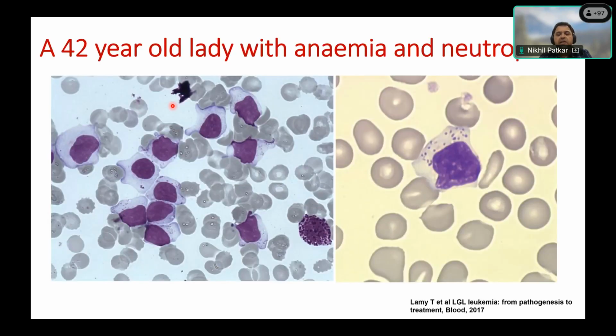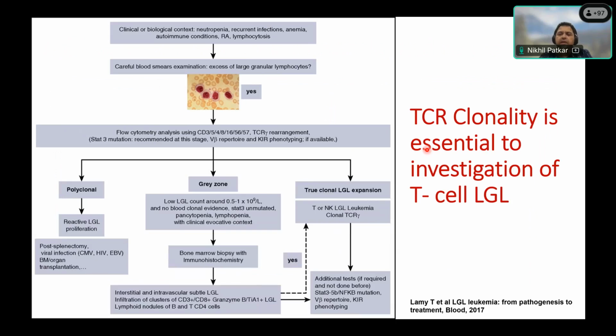So this is a 42-year-old lady with anemia and neutropenia, and you can see here that you have a large collection of lymphocytes with abundant cytoplasm and presence of these prominent azurophilic granules. To diagnose such conditions, you require T cell clonality, which is an essential investigation in the diagnosis of TLGL. In this context, the patient has anemia, neutropenia, recurrent infections and lymphocytosis. You can see on the peripheral blood film some large granular lymphocytes are there.